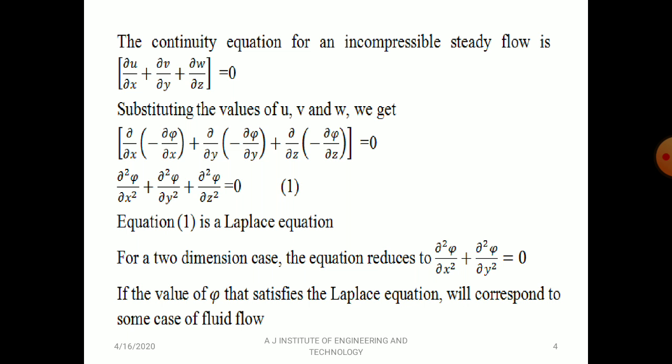If the value of phi satisfies the Laplace equation, then it will correspond to some case of fluid flow. If the velocity potential satisfies the Laplace equation, that is dou square phi by dou x square plus dou square phi by dou y square plus dou square phi by dou z square equal to 0, then it will correspond to some case of flow, which may be rotational or irrotational flow.